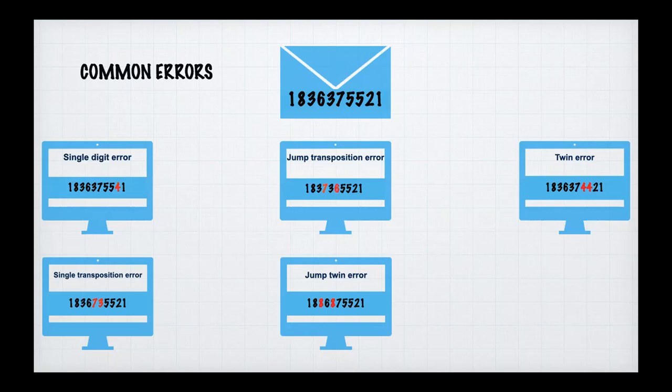Similarly, twin error is when two repeated numbers have been mistakenly written as something else. And jump twin error is the same. It excludes a digit in between, and you might have just written it wrong. So I hope you all will be able to relate to the terminologies when we use them again.